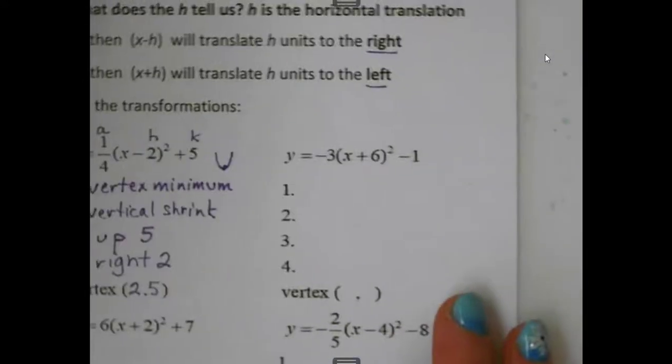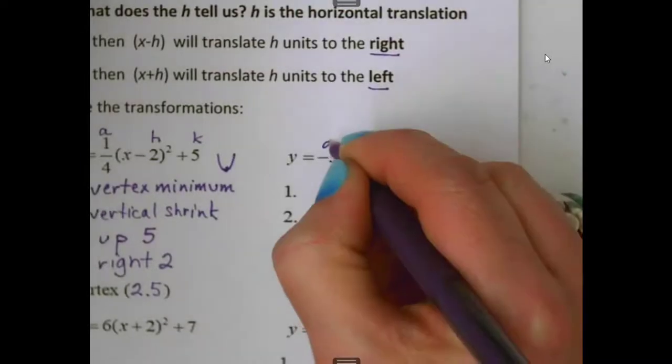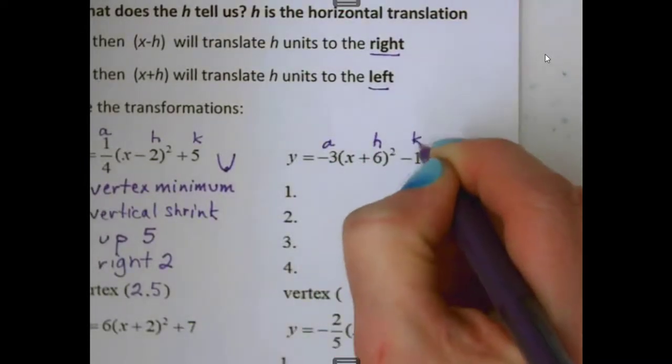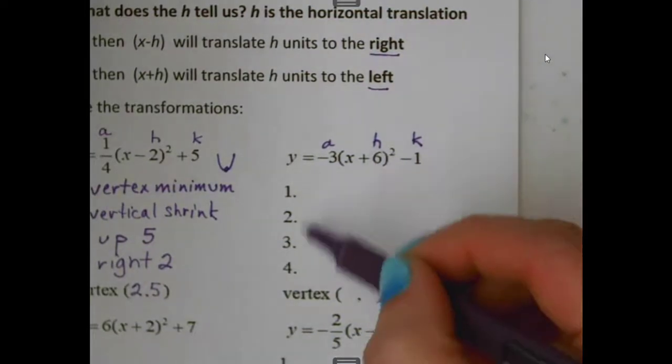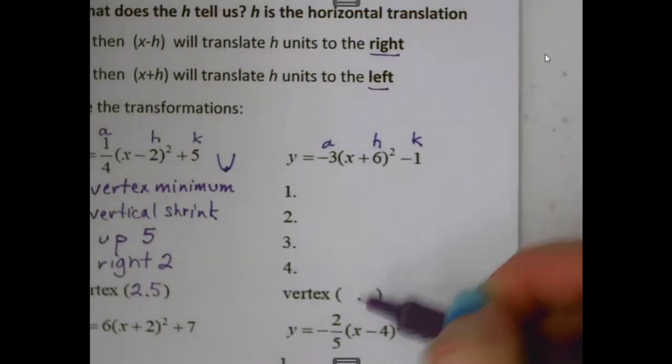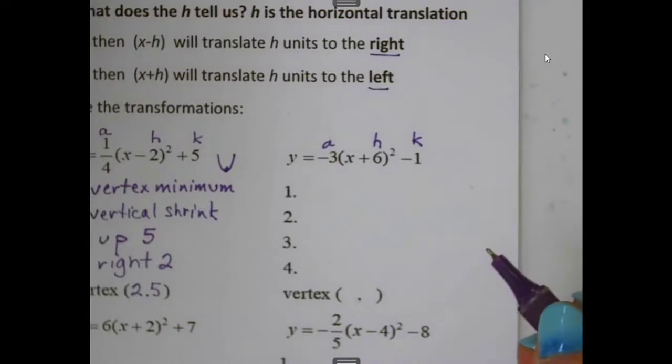All right, now I'm going to slide over. I want you to label this A, H, and K, and I want you to pause the video and go ahead and fill these out, and then just come back to the video and see how you did.